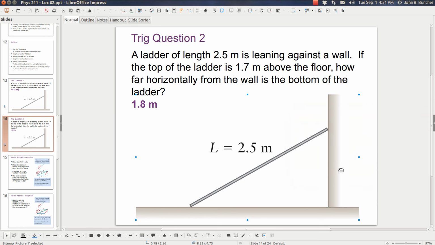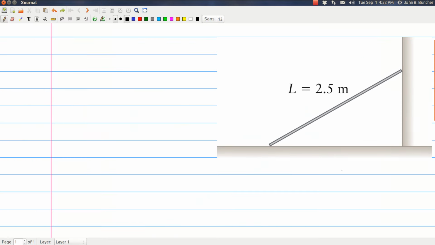Okay, so this is going to be an example on the second trig question, and this is the one we did not get to in lecture the other day, but I thought I would go over it, so hopefully this video is useful. So we have a ladder of length 2.5 meters leaning against a wall. If the top of the ladder is 1.7 meters above the floor, how far horizontally from the wall is the bottom of the ladder?